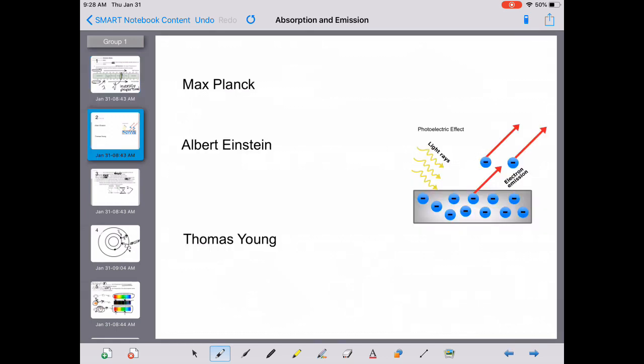So there are a few scientists that are important to note. Max Planck was the first person to come up with the theory that atoms don't just gain or lose any amount of energy, but rather that they can only gain or lose specific amounts of energy. And he put a name to this minimum amount of energy that could be gained or lost by an atom, and he called it the quantum. So a quantum is just the minimum amount of energy that can be gained or lost by the atom. And that was contributed by Planck.